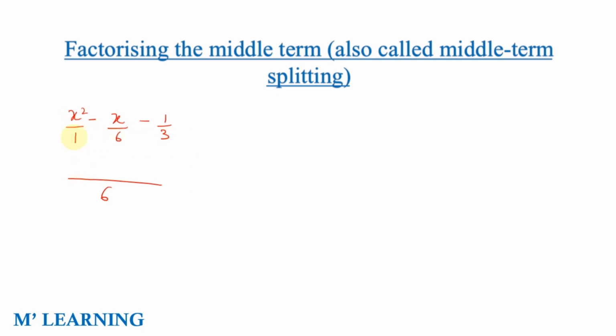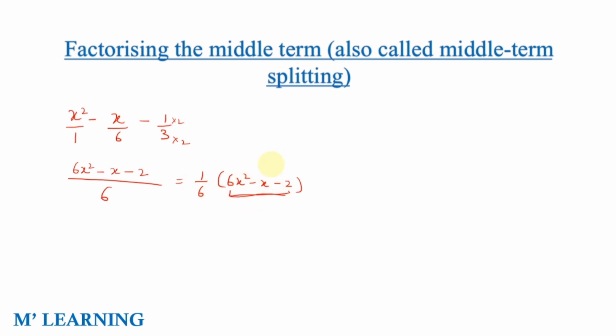So now to make this one 6, we'll multiply this by 6. So it will become 6x square. Since x has 6 in the denominator, it would not be multiplied by any number. And since 3 multiplied by 2 is 6, we'll multiply 1 into 2. So we get 2. So basically, we can write it like this: 1 by 6 bracket 6x square minus x minus 2. Now we just have to factorize this and put 1 by 6 in front.